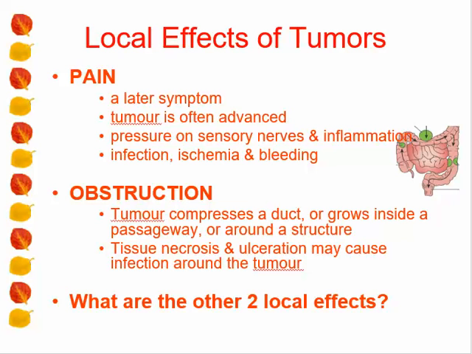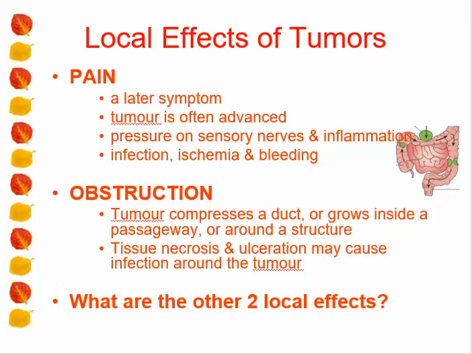Now, it's interesting, this slide says, what are the other two local effects? So pain and obstruction are big, but it's bleeding and ulceration, necrosis, are the other two. Although it's interesting that they put bleeding up in here and they put necrosis and ulceration in here. So the local effects are bleeding, pain, obstruction, ulceration, necrosis, as per your textbook.